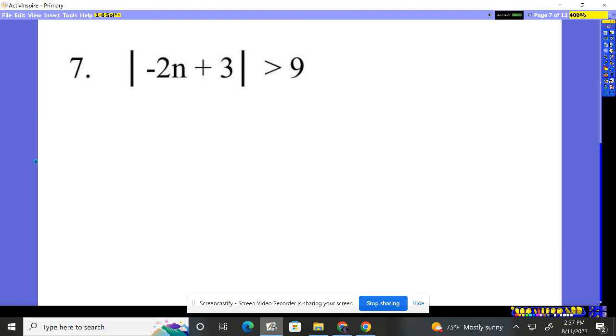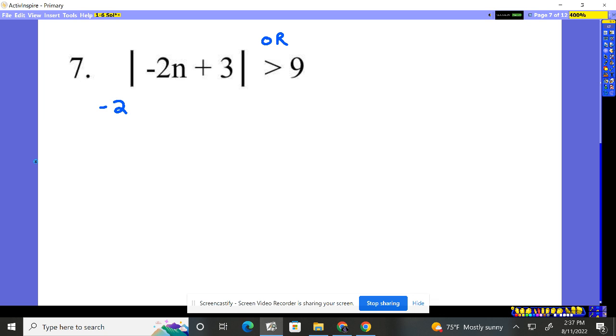7, the absolute value is greater than 9, so this is an or. And again, I always think of it saying it's greater than 9 feet away from the 0. So we're going to be going -9 to the left and +9 to the right. We're moving further away. We're greater than 9 feet away from that center 0.